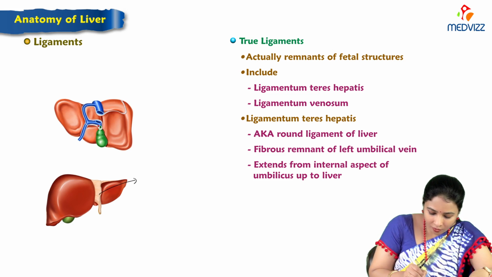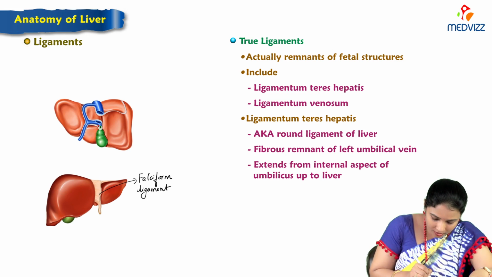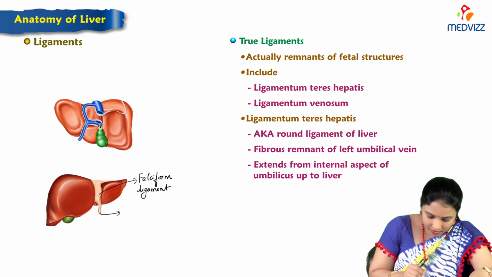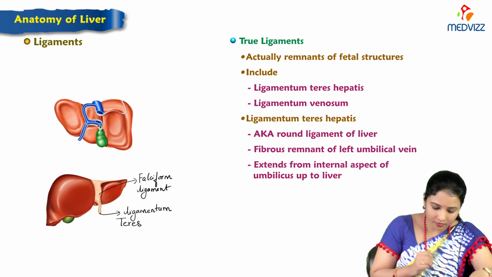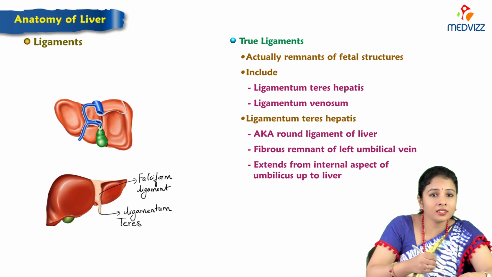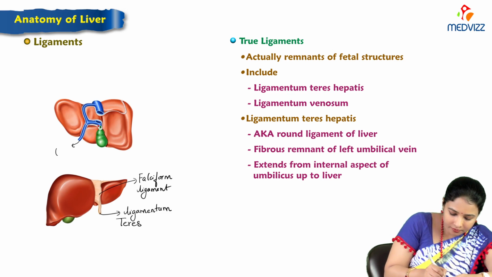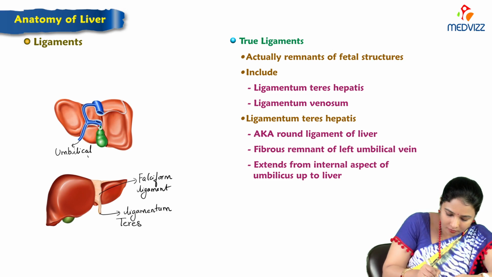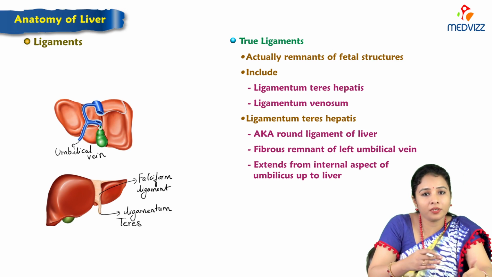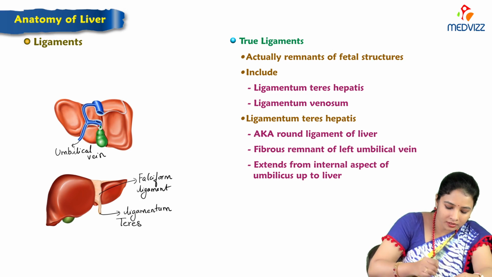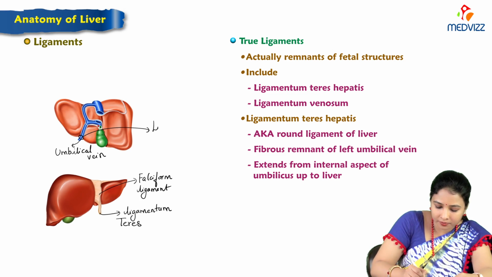So this is falciform ligament, and we can see the inferior continuation of it. This is ligamentum teres. So the ligamentum teres hepatis contains obliterated left umbilical vein. So here is the umbilical vein, and this umbilical vein is obliterated in adults completely. So here this is the remnant of umbilical vein within ligamentum teres.